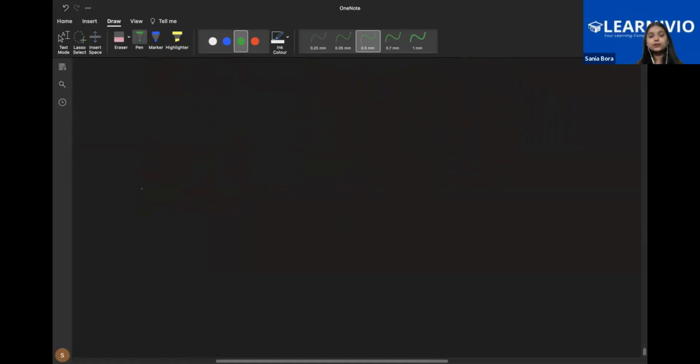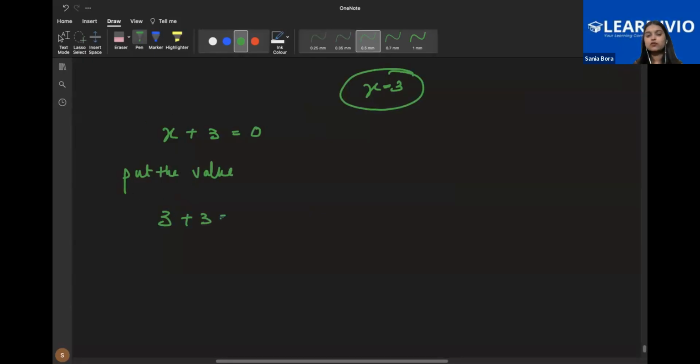For example, x plus 3 equals 0, and for example, the value of x is given as 3. You have to tell whether this is the accurate value of x or not. So what we do is put the value in here. x was 3, so I wrote 3 plus 3, which gives me 6. So of course that means this value of x does not fit in the equation, right? So this is how we do it.